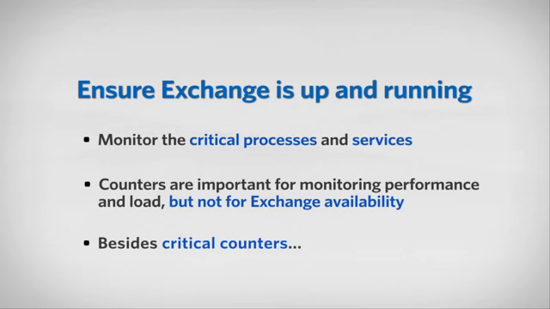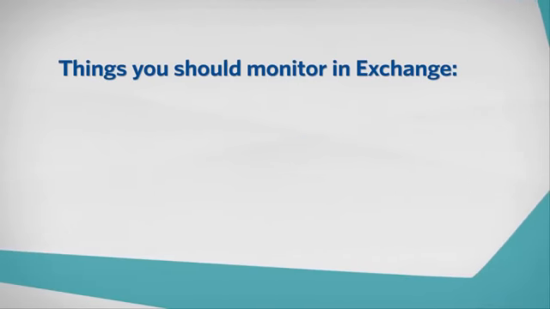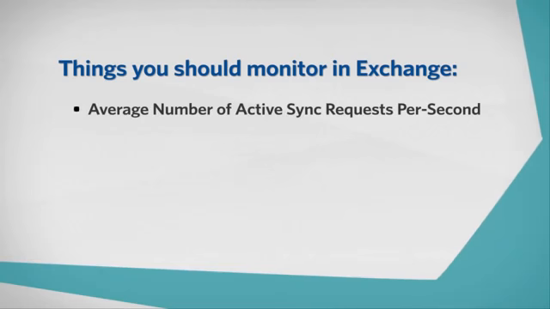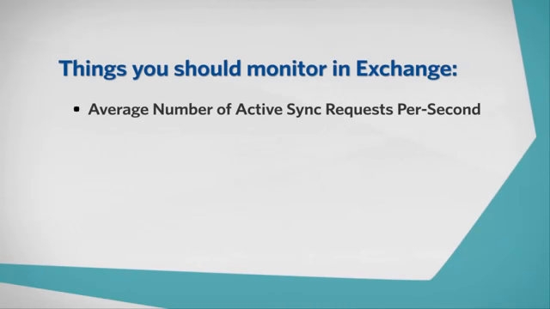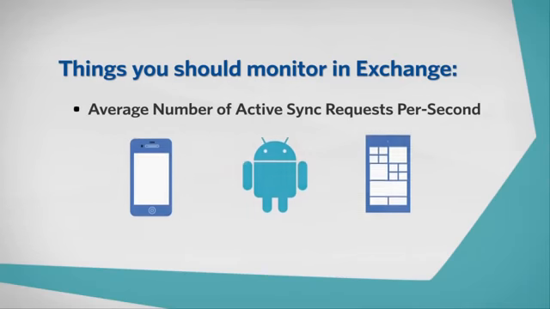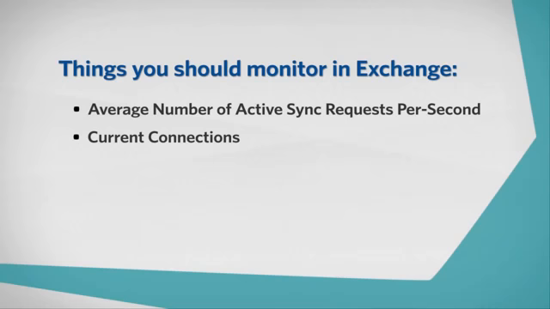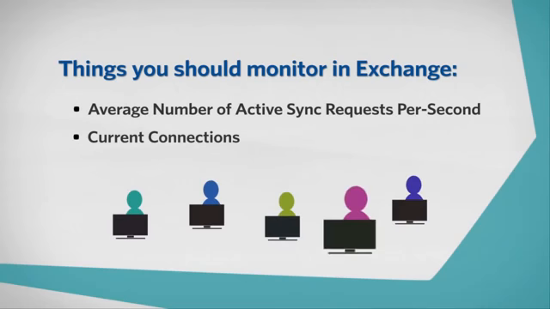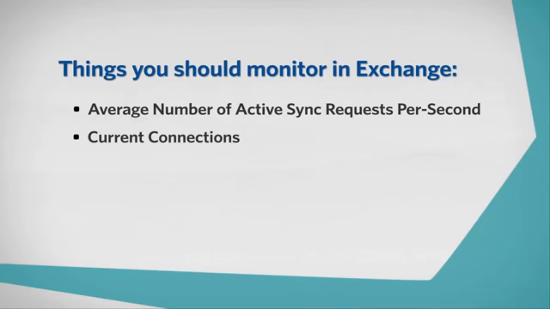Besides the critical counters, here are a few things you should definitely monitor in Exchange. The average number of active sync requests per second will allow you to verify that your mobile workforce devices, such as iPhones, Androids, and Windows phones, remain in sync with the Exchange server. Monitoring your current connections lets you quickly determine the number of users using Exchange so you can easily schedule maintenance at a time that is least likely to impact users.